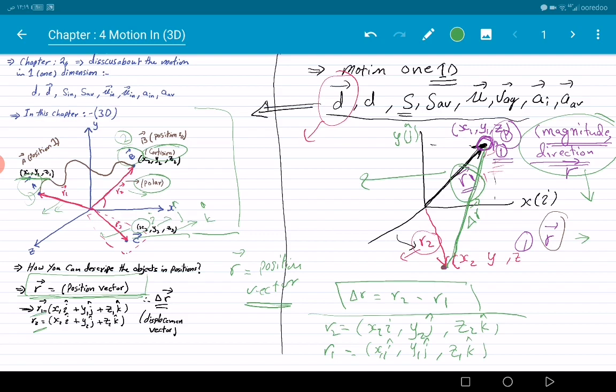So what is the delta r? Delta r is now equal to x2 minus x1 in i hat, plus y2 minus y1 in j hat, plus z2 minus z1 in k hat. So that is the position vector, or the displacement between these two vectors in space. R is a position vector.